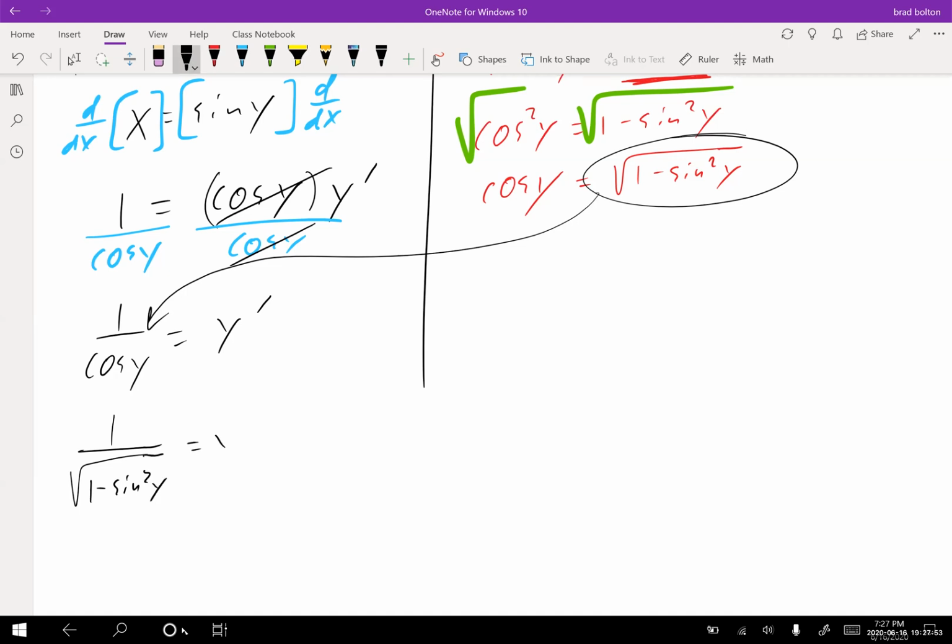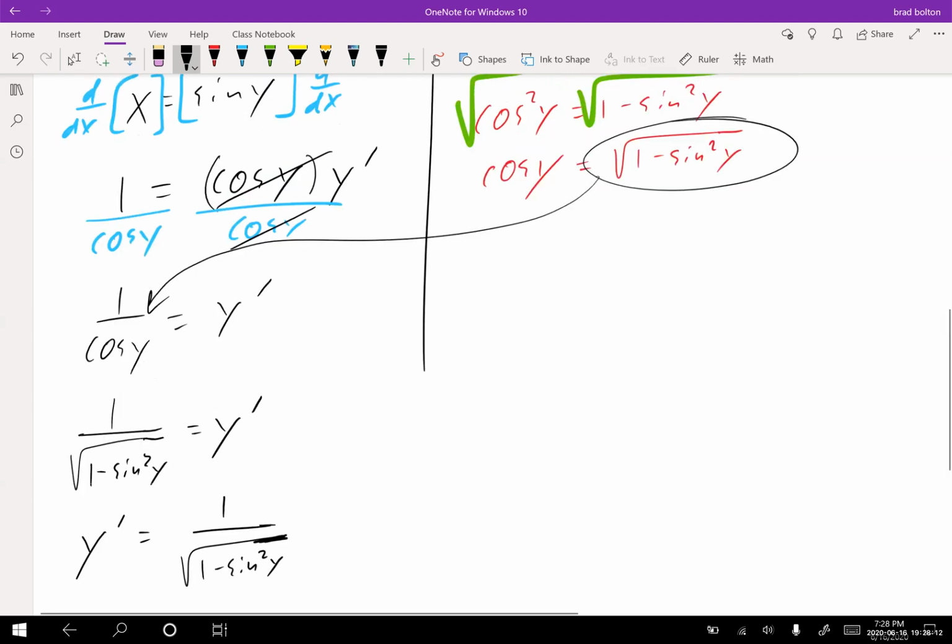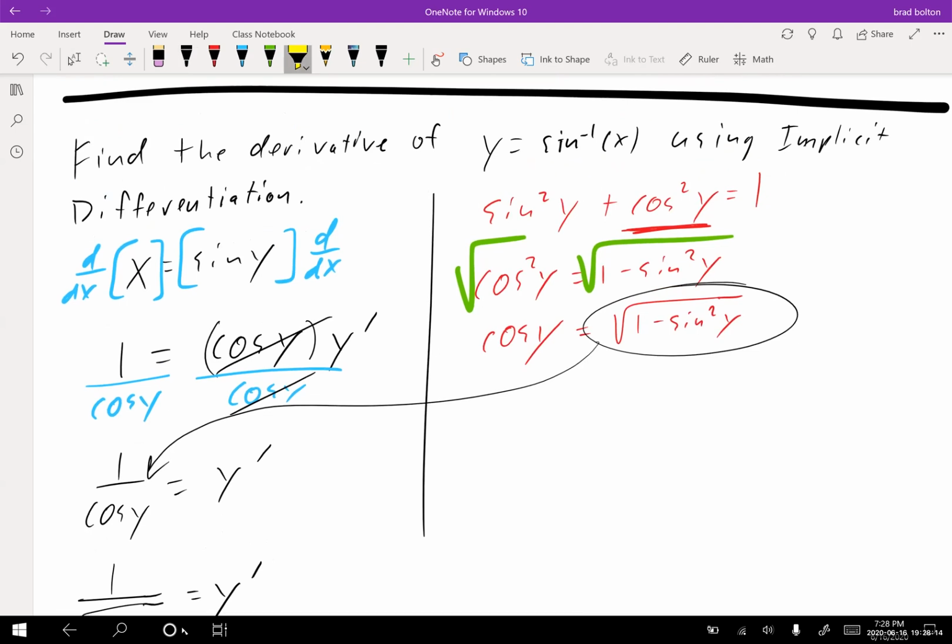But it's still not in terms of x. I still basically am saying y prime is equal to 1 over the square root of 1 minus sine squared y. Okay? So we have this, and I need this to be in terms of x. That's what I'm shooting for. But I have to go back to the very beginning. Look way up here. What does it say?